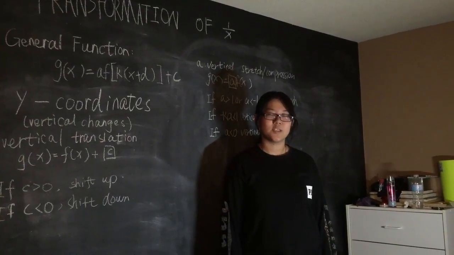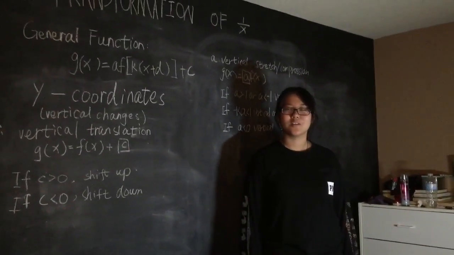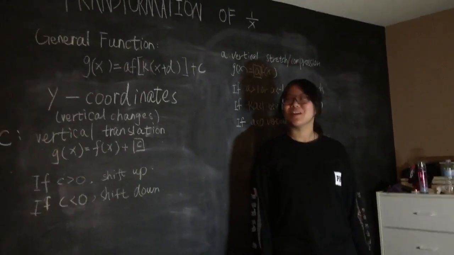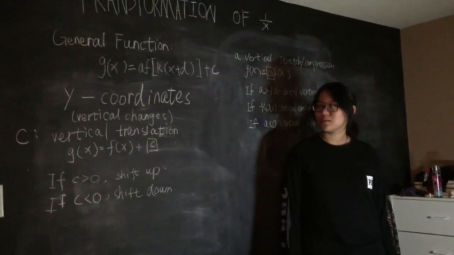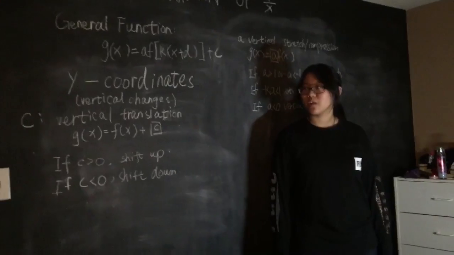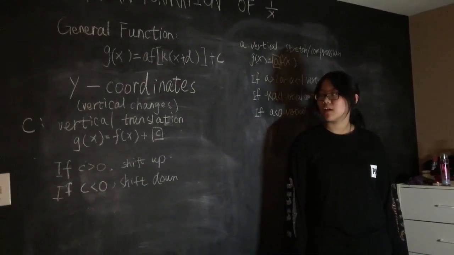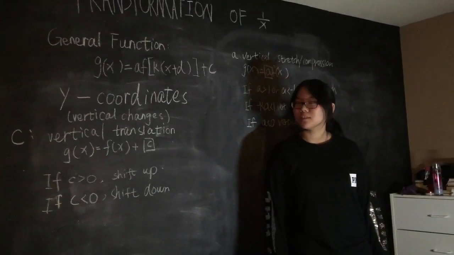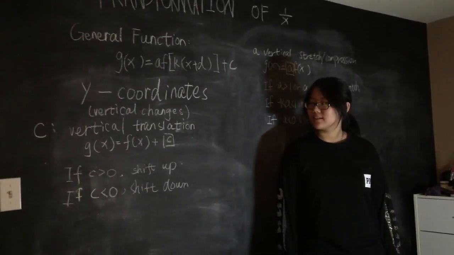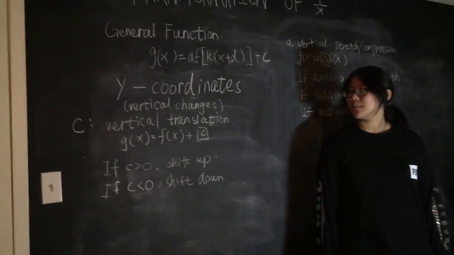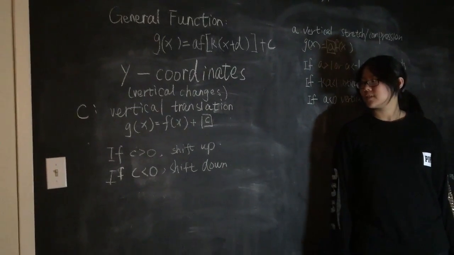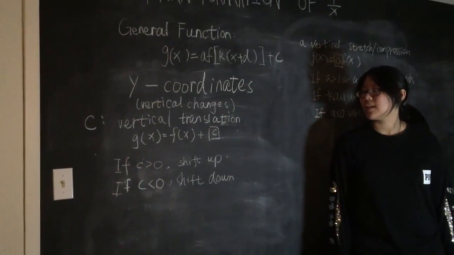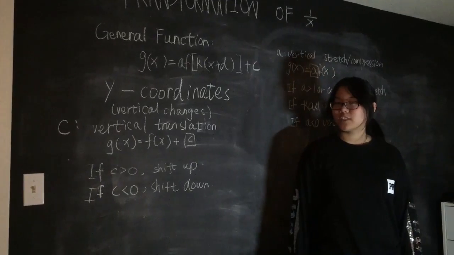So the first part is the vertical changes. The first one is C. It means a vertical translation. The graph of g(x) = f(x) + C is a vertical translation of the graph of f(x) by C units. If C is bigger than 0, the graph shifts up. If C is less than 0, the graph shifts down.